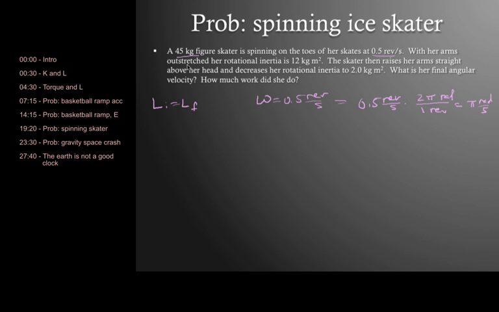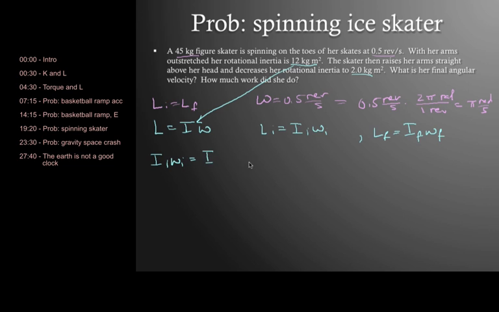All right. So then her arms are outstretched, and she has this for her moment of inertia. If you recall, angular momentum is equal to I omega. And so here we're given her moment of inertia. So this is the moment of inertia. When she brings her arms in, or straight above her head, she decreases her moment of inertia. So this is our final case. So L initial is equal to our initial moment of inertia times omega initial, and then our final angular momentum is going to be I final omega final. And these two are going to be equal to each other.